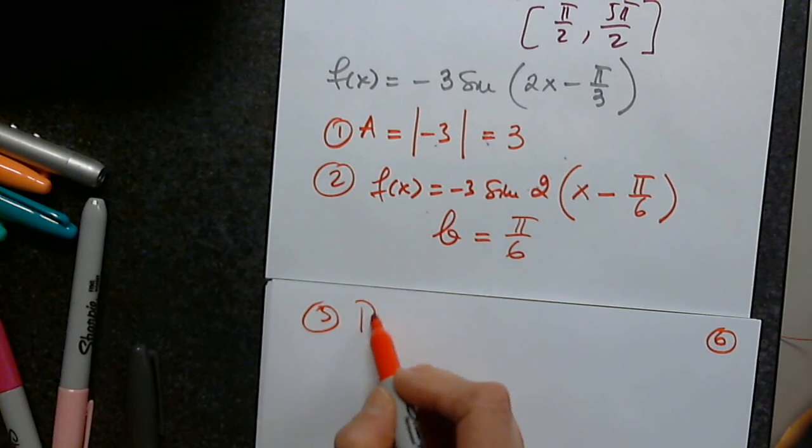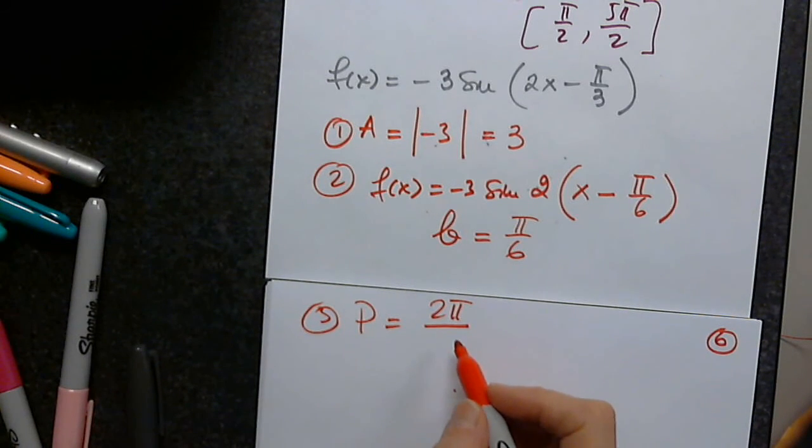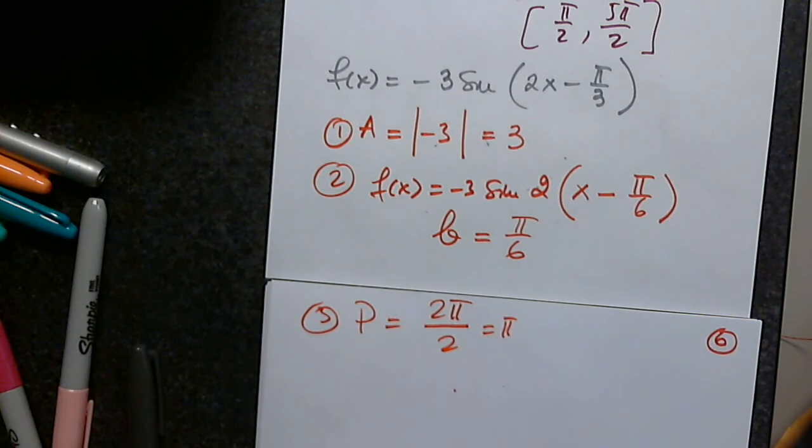So number 3, the period, is 2 pi over the number that multiplies x. Even if I took it outside, it doesn't matter. It will still multiply x. So 2 pi over 2. So the period for this function is pi.